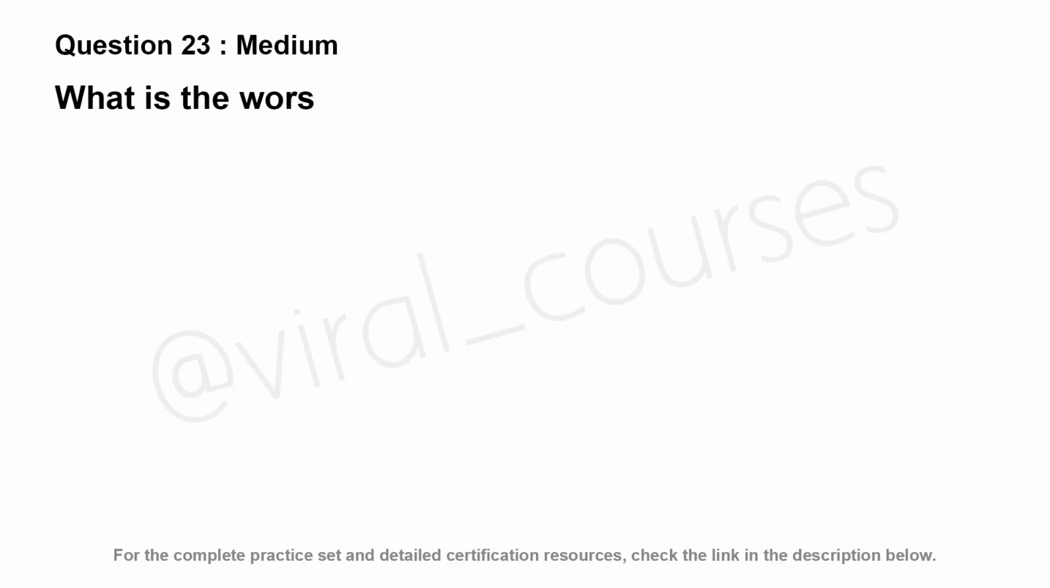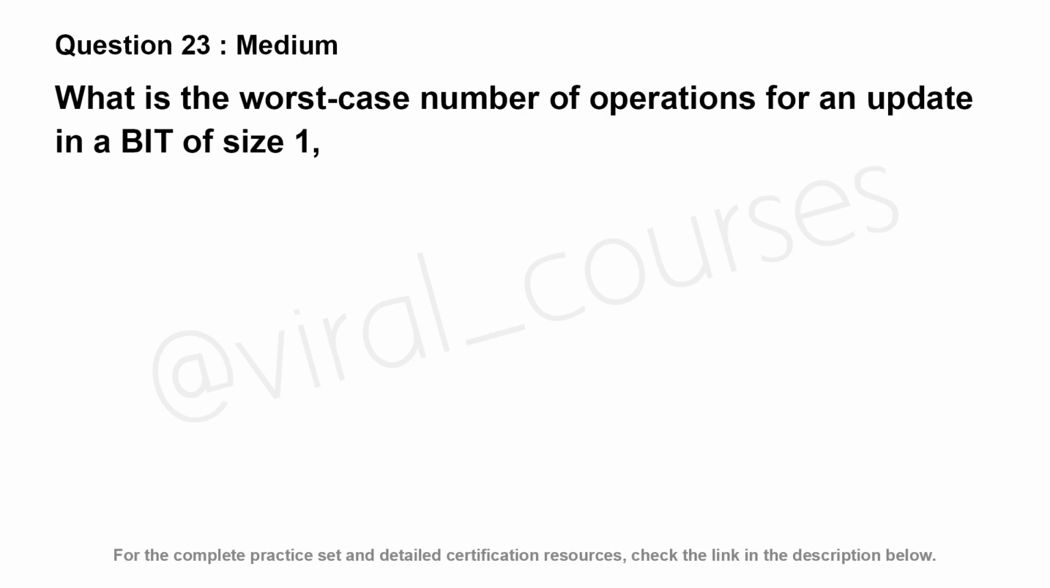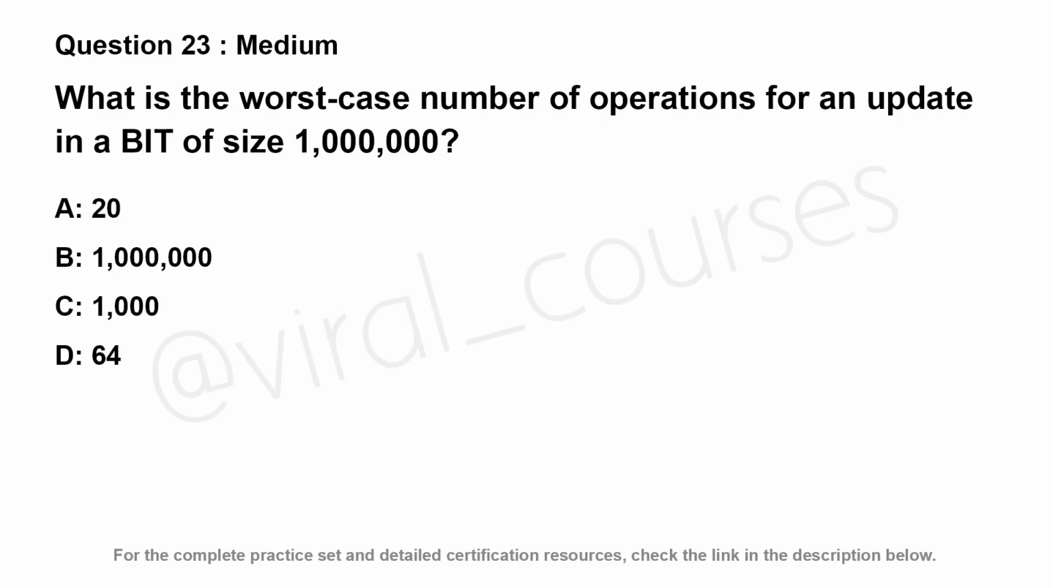What is the worst case number of operations for an update in a BIT of size 1 million? Option A, 20. Option B, 1 million. Option C, 1000. Option D, 64.